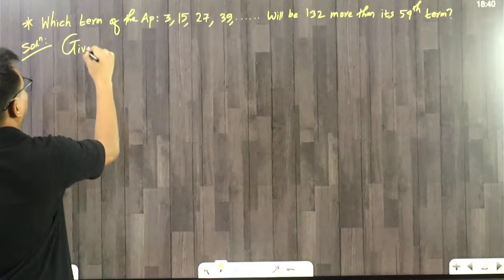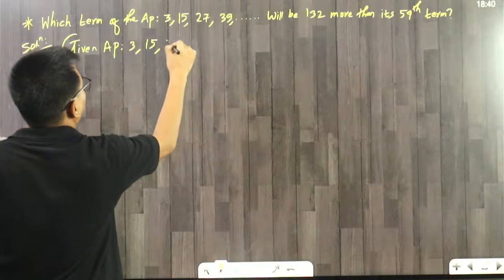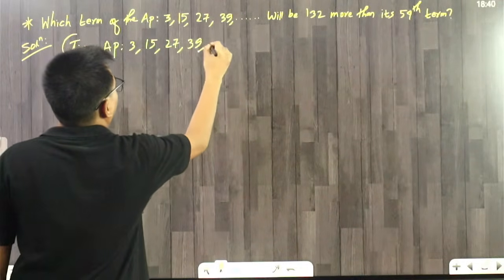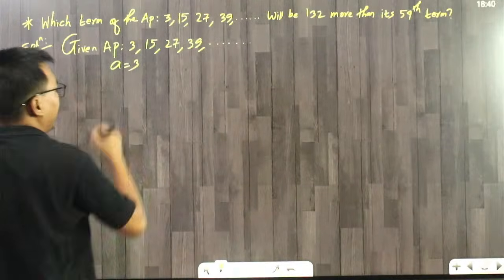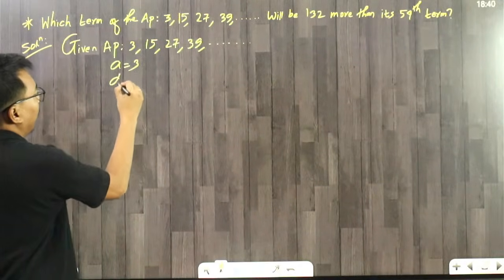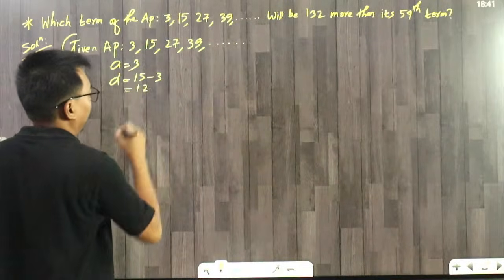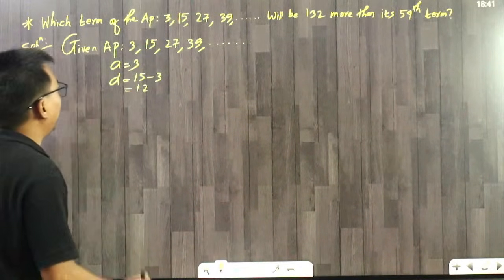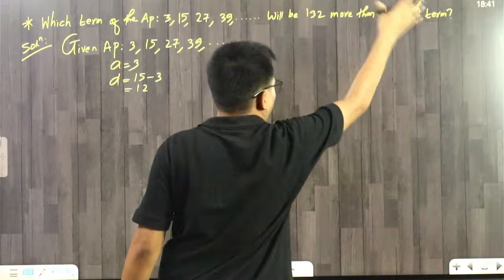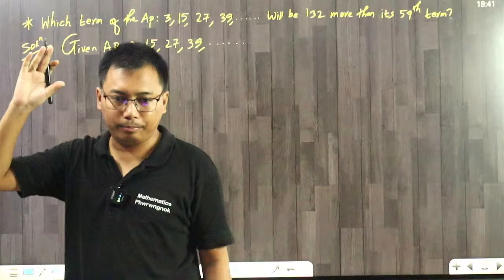So we have an AP given. What is that AP? 3, 15, 27, 39. This is an AP. Now, how much is A here? A is 3. How much is D? Second term minus first term, 15 minus 3, which will be 12. So D is 12 here, right? D is 12. Now, our first step is to find the 54th term.